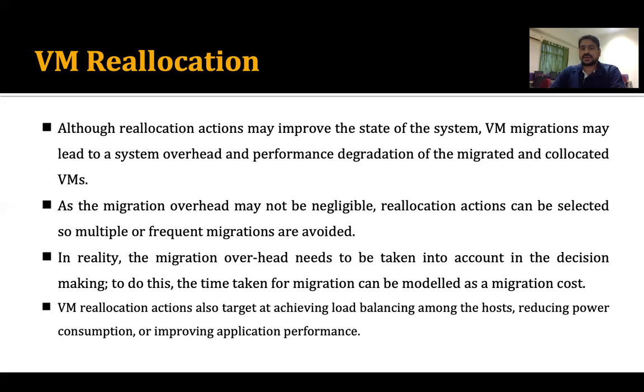As the migration overhead may not be negligible, it is not negligible, right? So reallocation action can be selected so multiple or frequent migrations are avoided. So we have to look for the reallocation policy or action in such a way that we can reduce and avoid frequent migration, because migration is an overhead. Overhead means it is a cost to the cloud service provider.